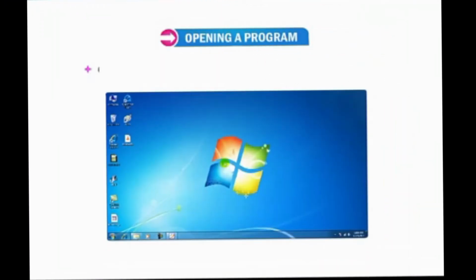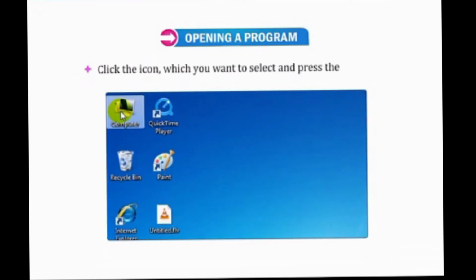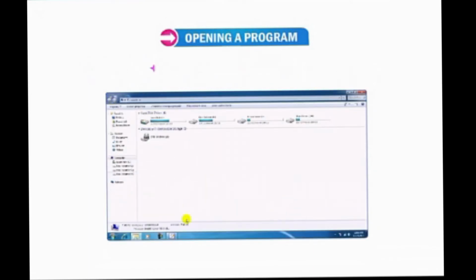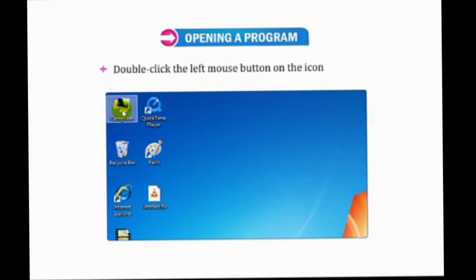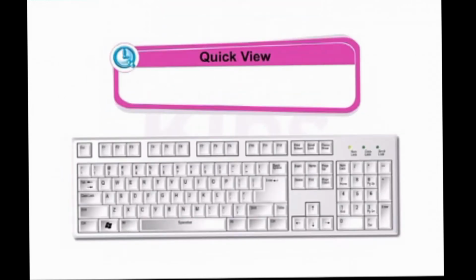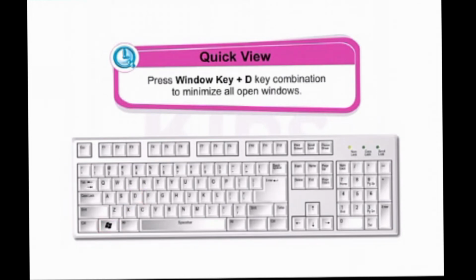Let us understand the steps of opening a program. Click on the icon which you want to select and press the Enter key. The application window will open, or double-click the left mouse button on the icon to open it. Let us have a quick view. Press Window key plus D key combination to minimize all open windows.